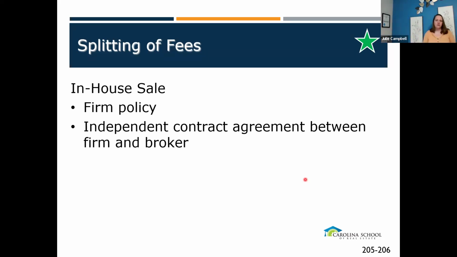Your independent contractor agreement will let you know how much of the firm's commission they're going to share with you.